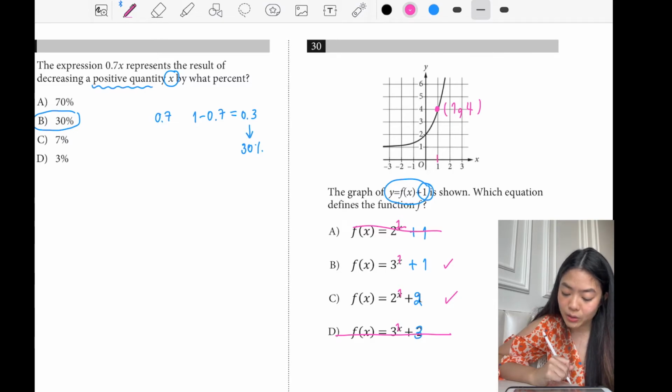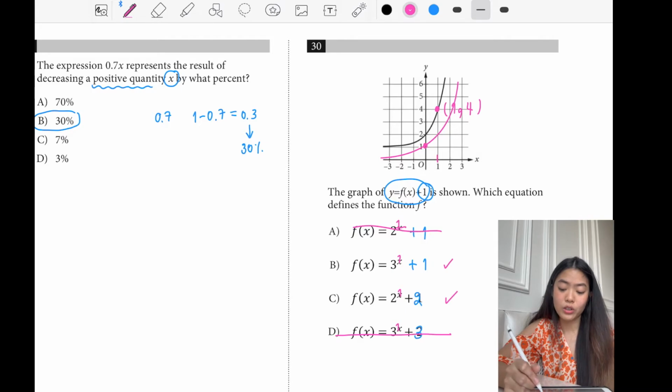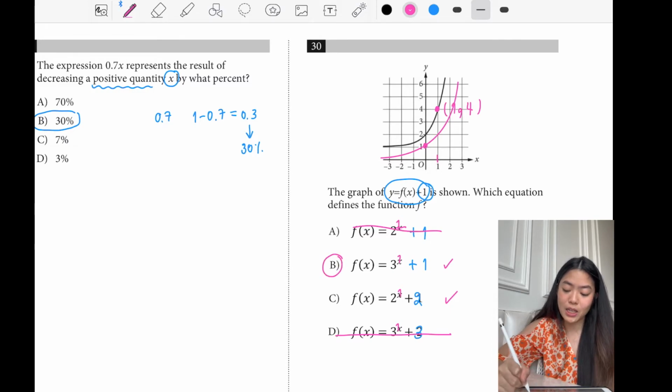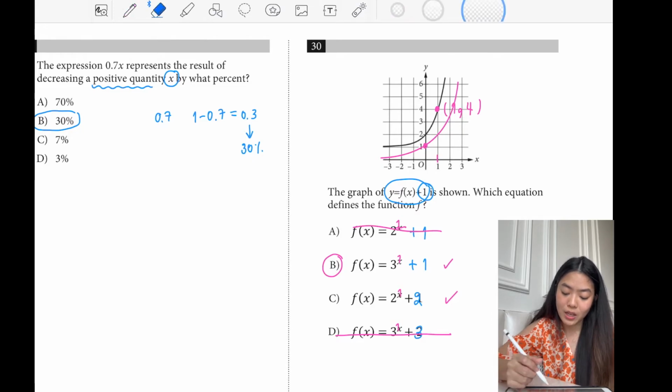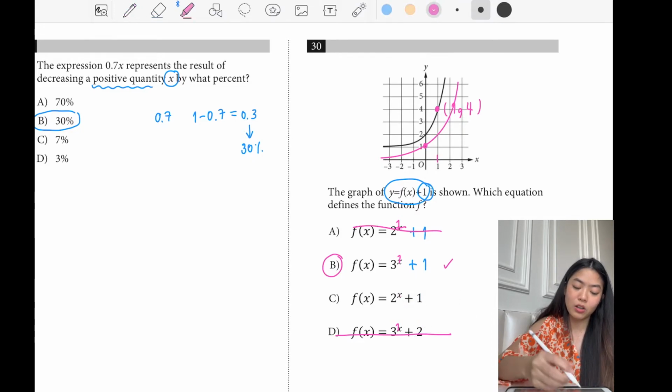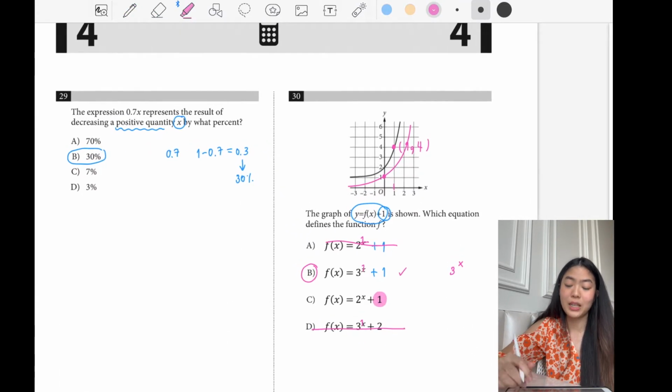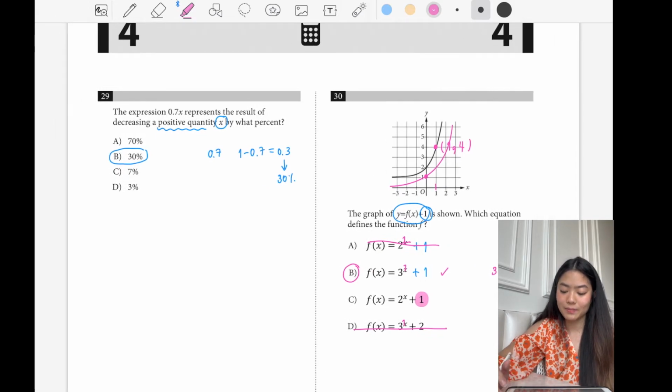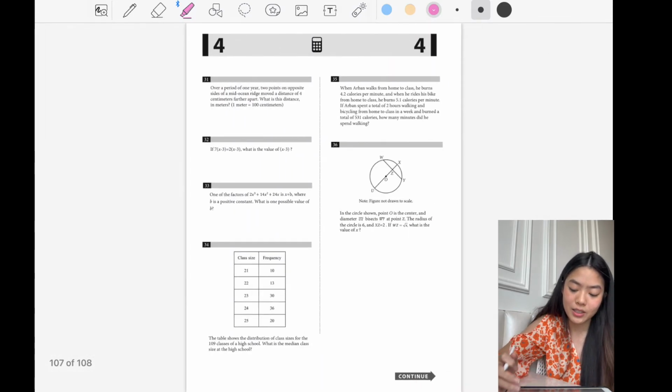So we can think that before this, the graph would be a translation down by 1 unit, and then it should cross the y-intercept at 1. We know that b to the power x crosses the y-intercept at 1, but C does not because it already has the translation plus 1. Okay, therefore B is the answer.